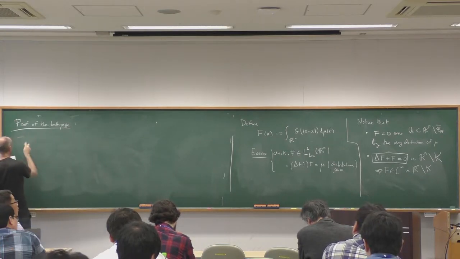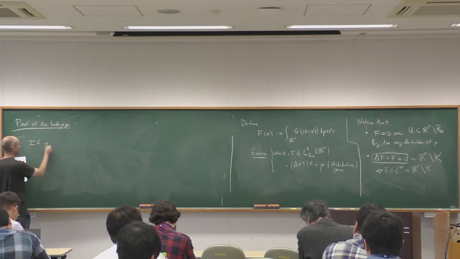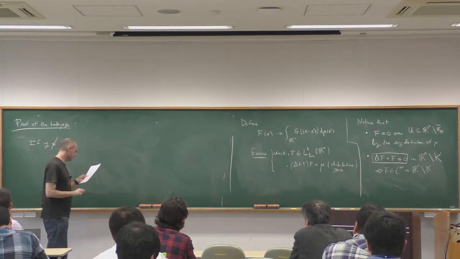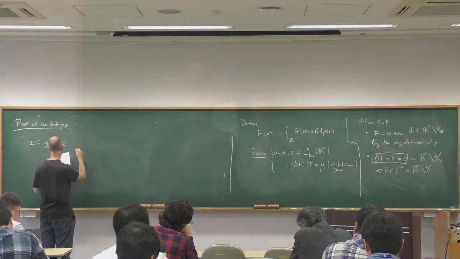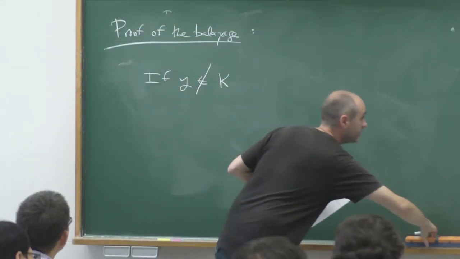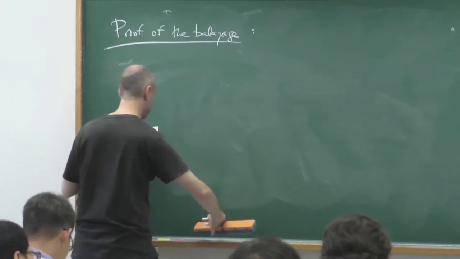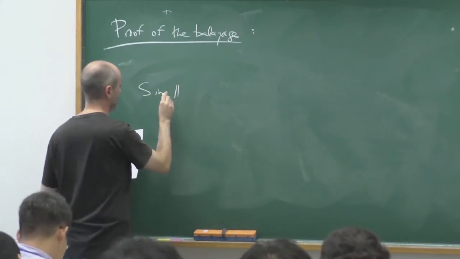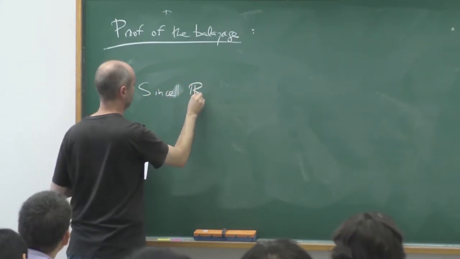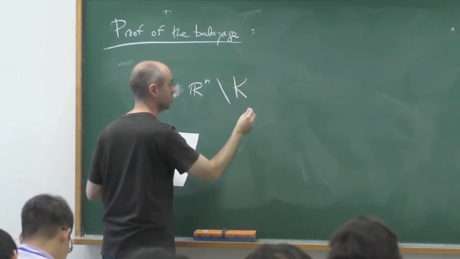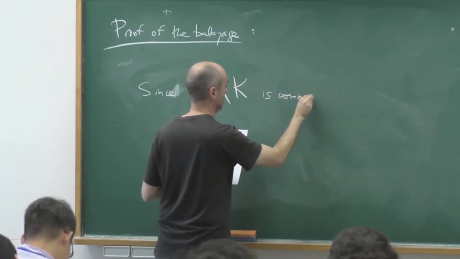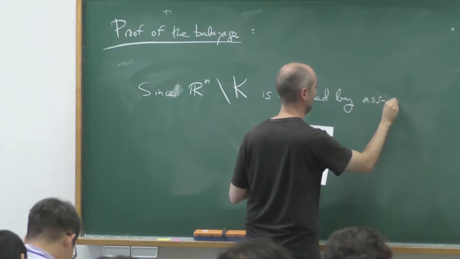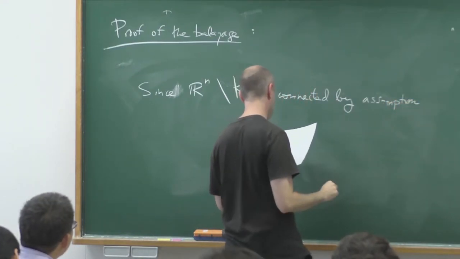With this, what we do is that now observe that if we have a point y which is not contained in K, then so first this implies that now let's use the assumption. Since Rn minus K is connected by the assumption, it's connected by the assumption.